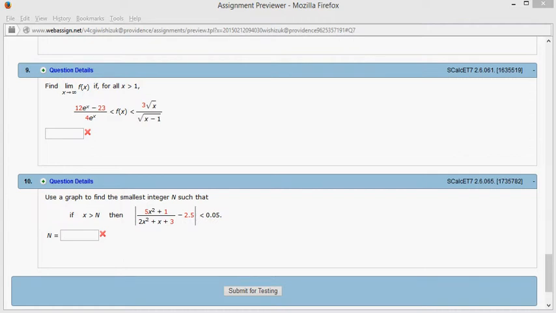Alright, let's look at homework 2.6, problem number 9. So we have f of x sandwiched by two functions. This is a great setup for the squeeze theorem. Let's take the limit of the smallest guy and the largest guy to see if they go to the same place. If they do, f of x is going to have exactly the same limit. Alright, so let's do that.